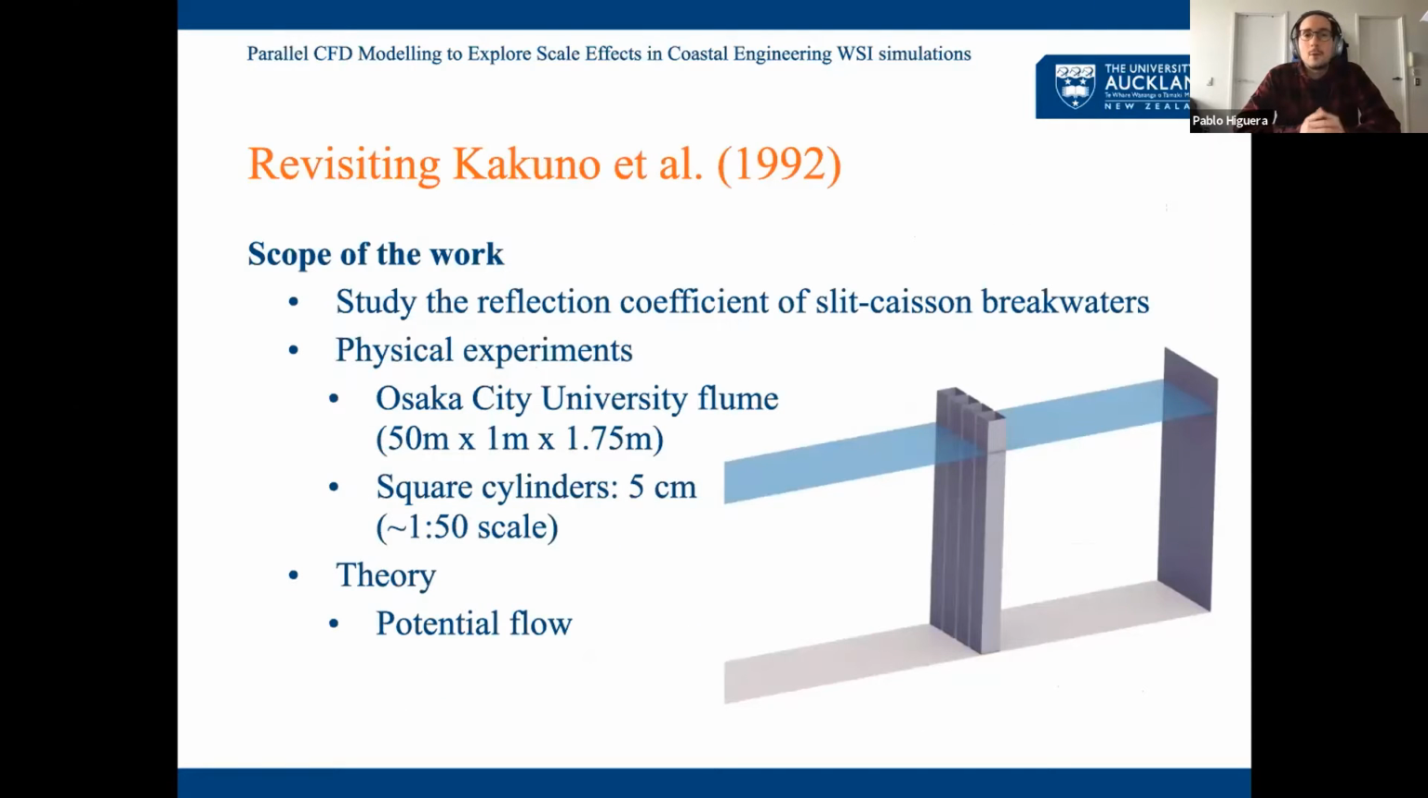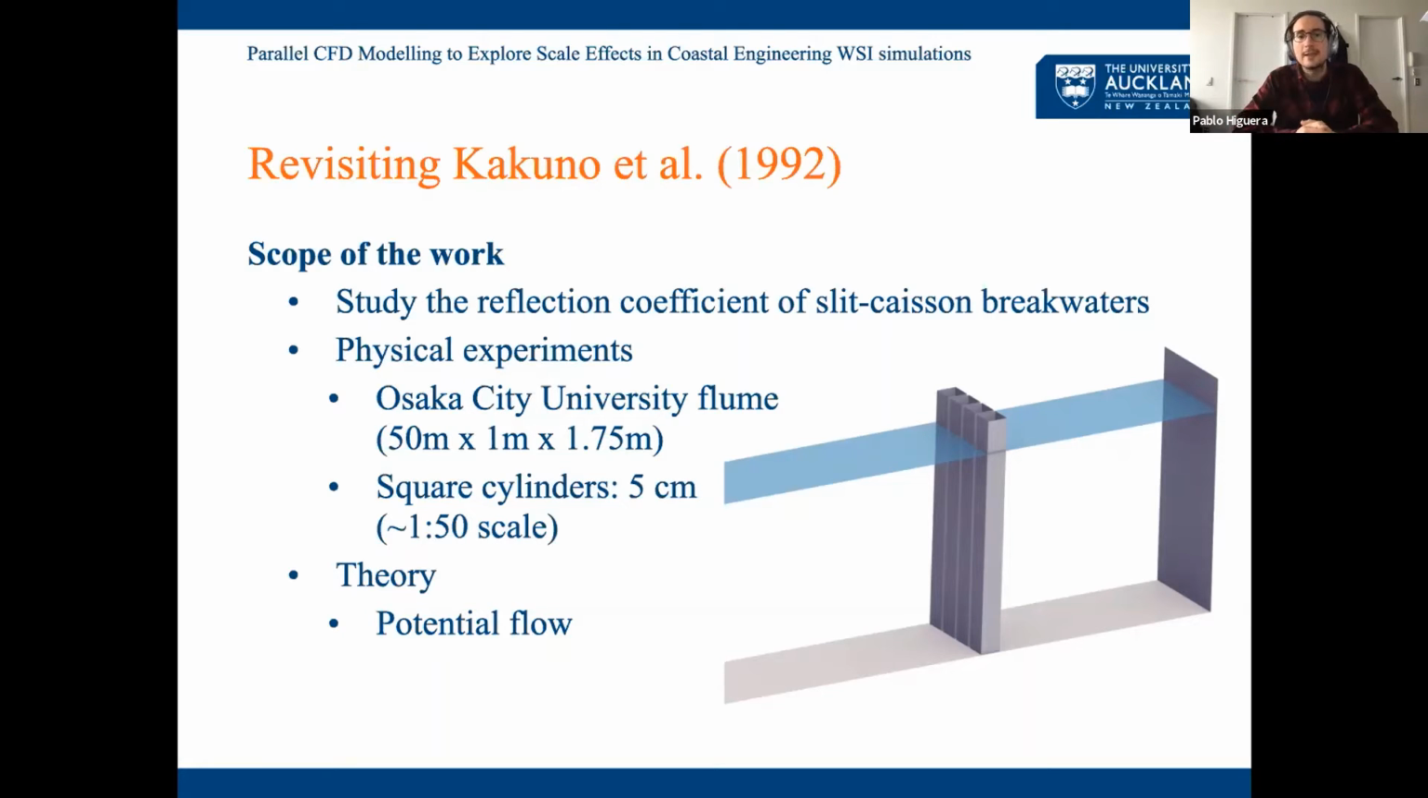So we were thinking about revisiting a formulation developed almost 30 years ago, because this formulation was very, very simple and very beautiful. You're going to see in the next slides. So the original experiments dealt with slit caisson breakwaters. That means different columns placed in front of a reflective wall. They were performed in Osaka, and they were at 1:50 scale. So each of these square cylinders is 5 centimeters, which roughly represents a real structure that could be built 50 times larger.